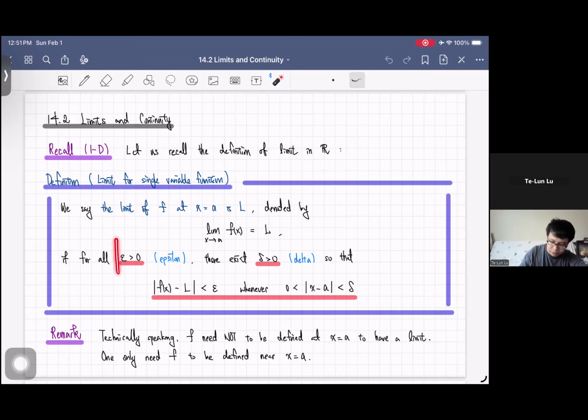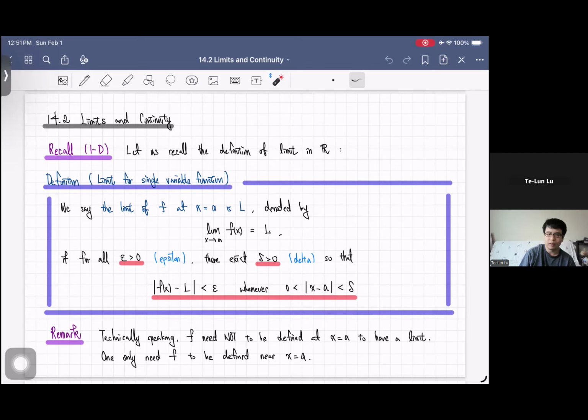So given arbitrary epsilon larger than 0, so epsilon is another Greek letter. So given an arbitrary positive number epsilon, there always exists a delta, another Greek letter, so that the following happens. Whenever x is close to a, meaning that |x minus a|, the distance, is less than delta, then |f of x minus L| is less than epsilon. So there's a few nuances here. Let me go through this step by step.